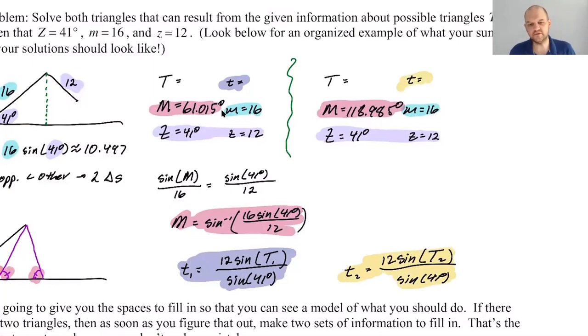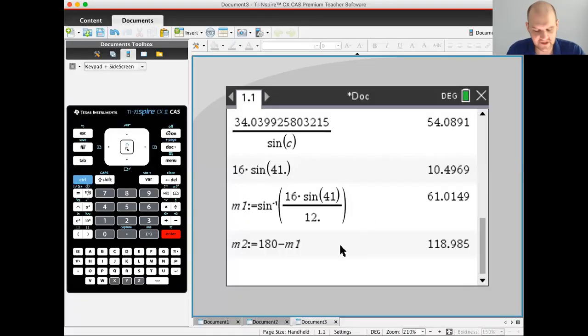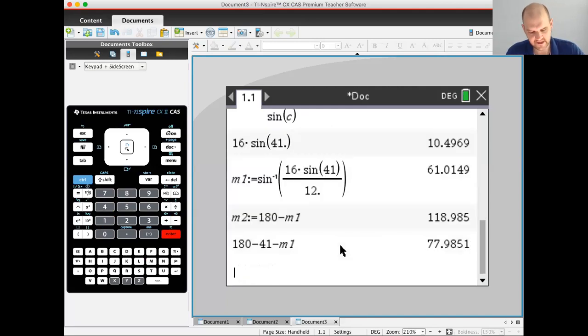All right, let's go to the calculator and see if we can make this happen. It takes a while to solve a triangle that has two triangle solutions. It doesn't take as long as it's currently taking me, and it won't take you this long either. So we need to find T1. So 180 minus 41 minus M1, right? That angle that we found, 77.985.